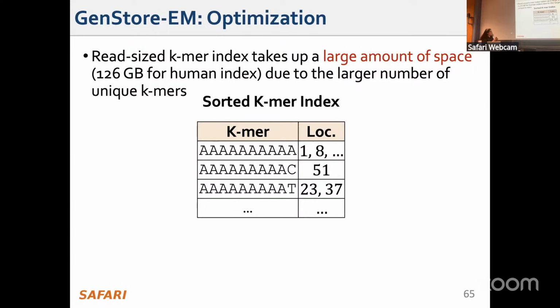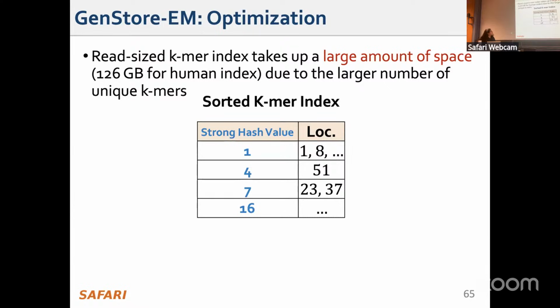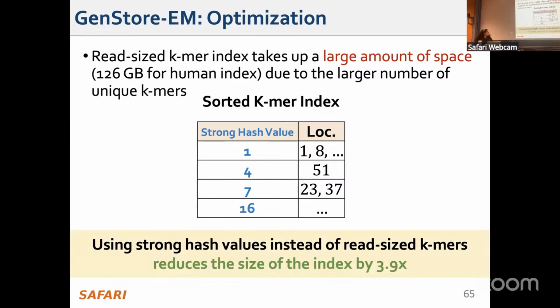So two problems we said. One is that there are many k-mers and each k-mer is large. So let's address at least one of them. We replace this with the strong hash value of these k-mers. We use some cryptographic hash functions for that. And it helps us reduce the size by around 4 times. It is still larger than the index we would have in the baseline case with the smaller k-mers, because we still have many more k-mers anyway.